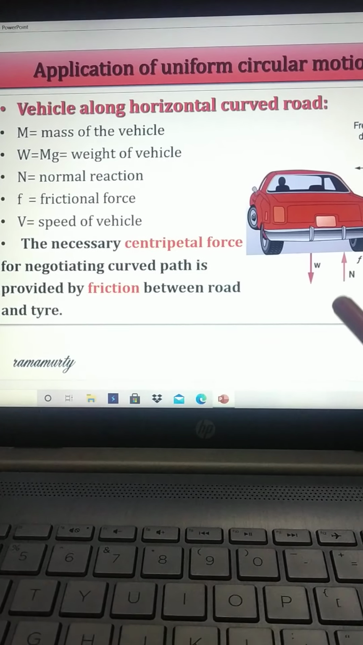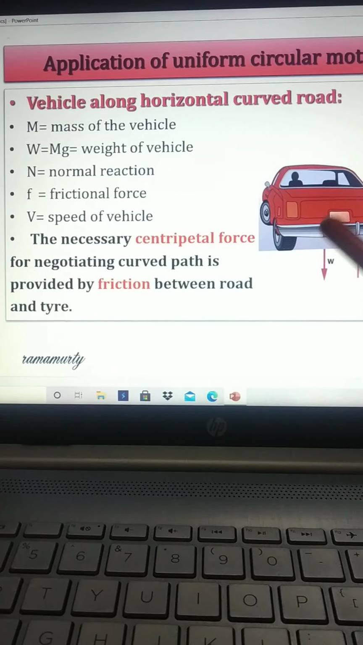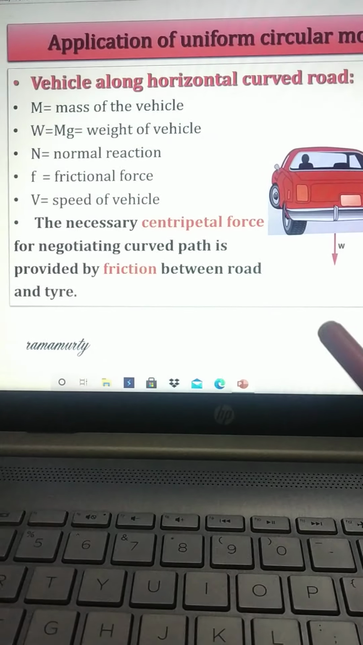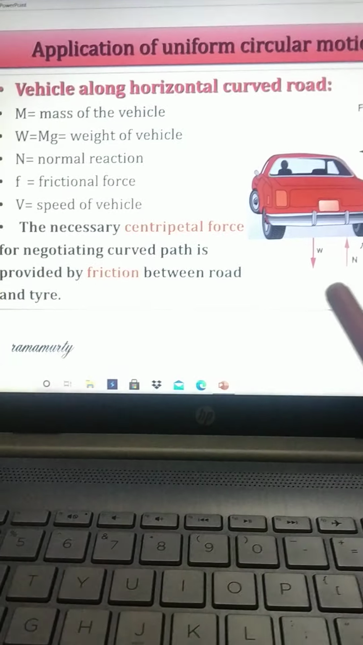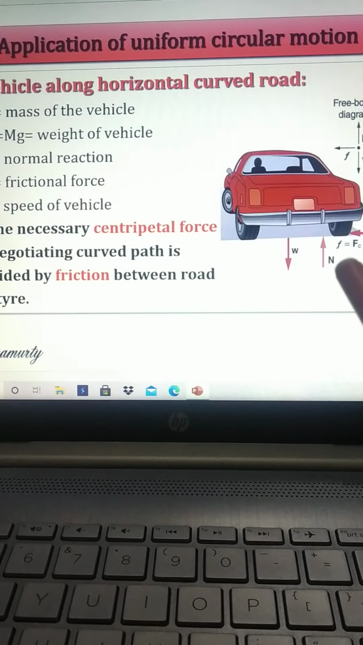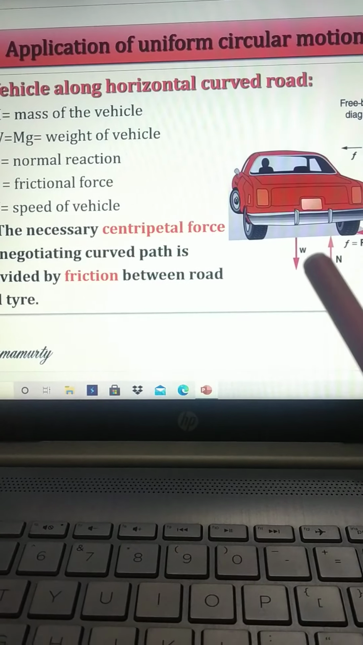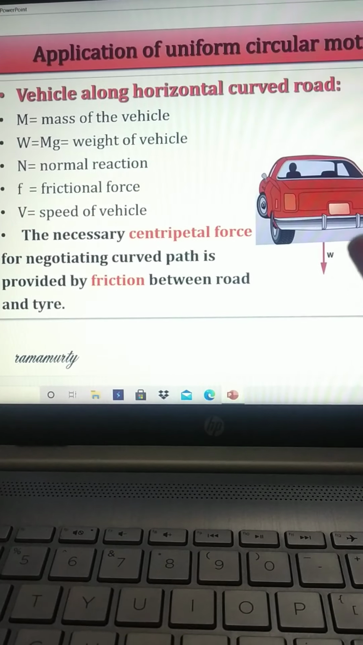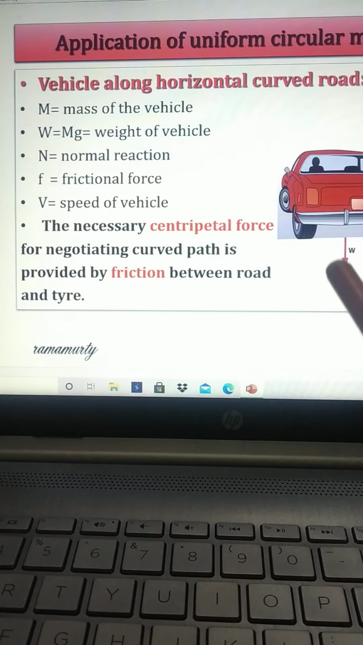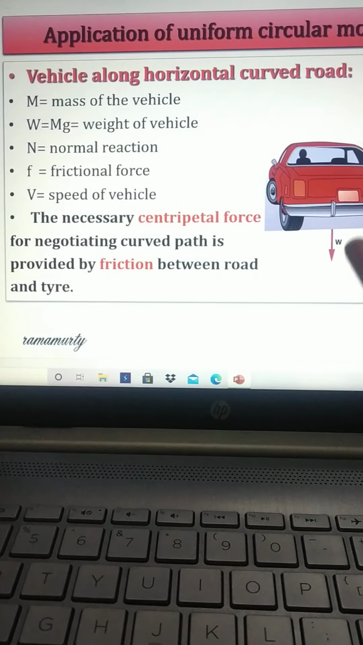N is the normal reaction between the road and the car's tire. F means frictional force, here static frictional force. Fs is the static frictional force. Then v is the speed of the vehicle. So the necessary centripetal force for negotiating a curved path is provided by friction between the road and the tire.